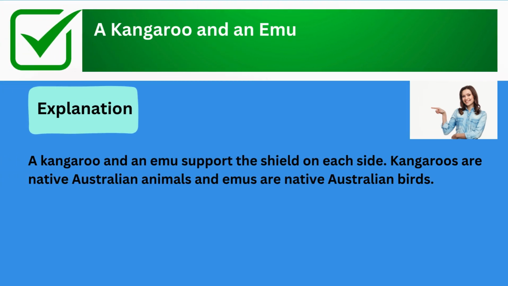The correct answer is a kangaroo and an emu. Explanation: a kangaroo and an emu support the shield on each side. Kangaroos are native Australian animals and emus are native Australian birds.